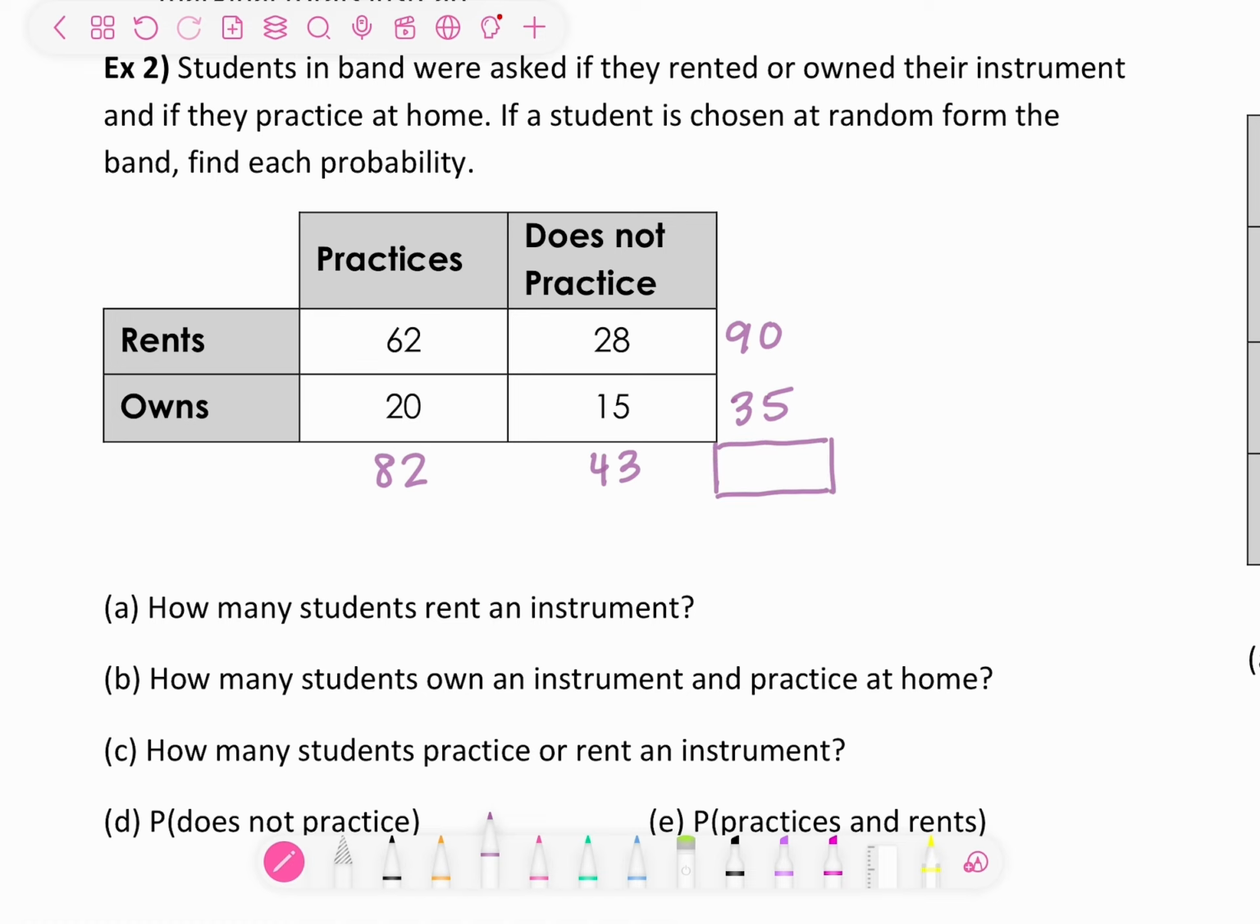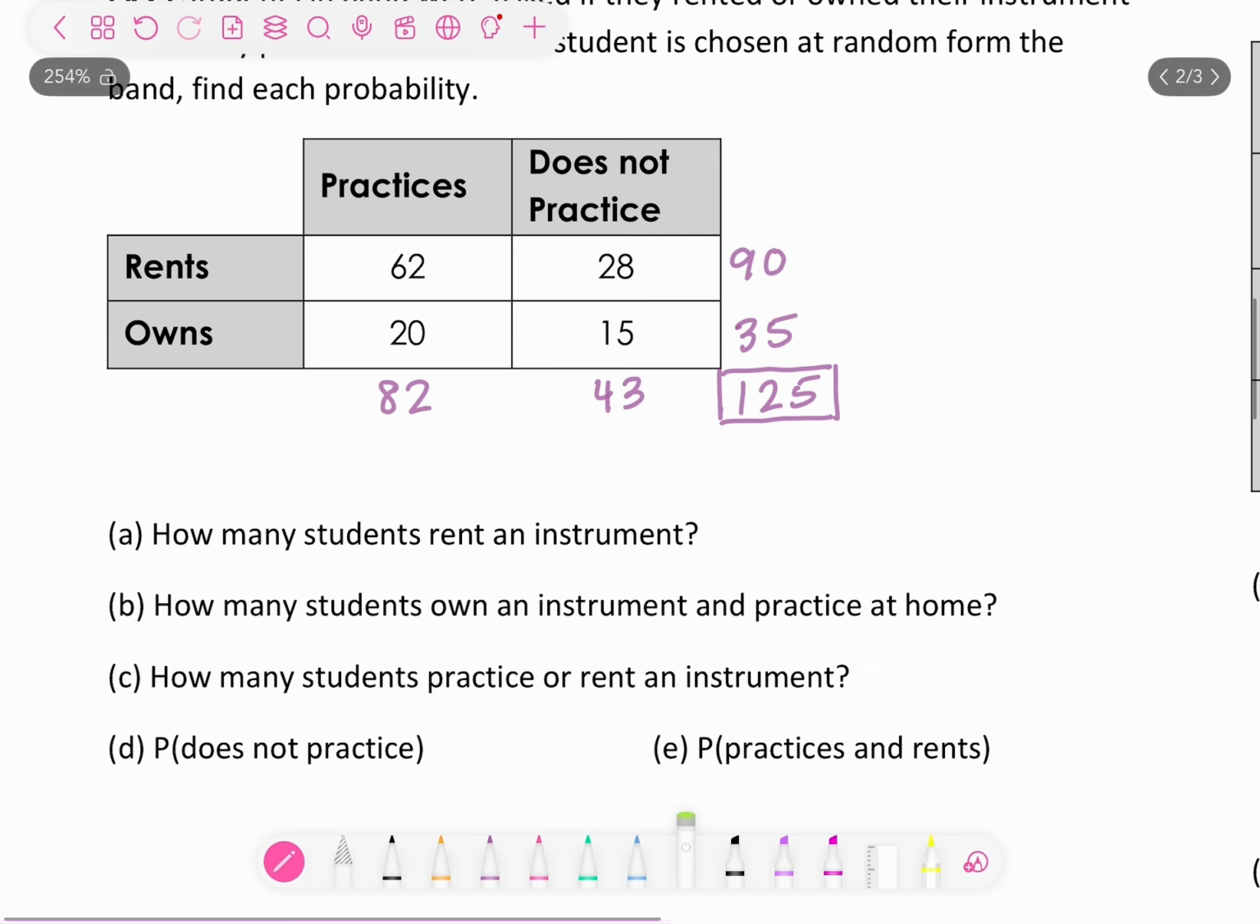Remember, I can get the grand total in 3 different ways. I can add my marginal totals, so add 90 plus 35 or 82 plus 43. And no matter what, I should get 125 when I add those. Or you can add your joint frequencies, all 4 of them, and you should also get the 125. Okay, so how many students rent an instrument? This isn't probability, this is just how many. So go to rents and go over to the total, and that's going to be 90.